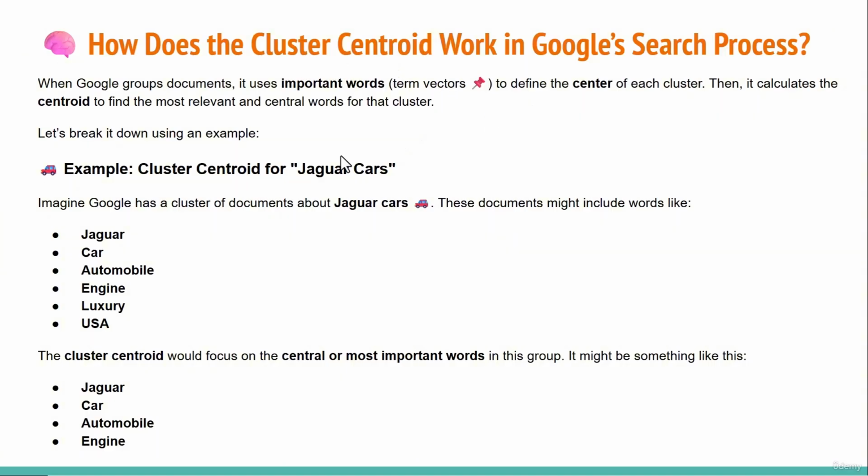So whenever Google clusters or groups documents, it uses important words known as term vectors to define the center of each cluster. Then it calculates the centroid to find the most relevant or central words of that cluster.